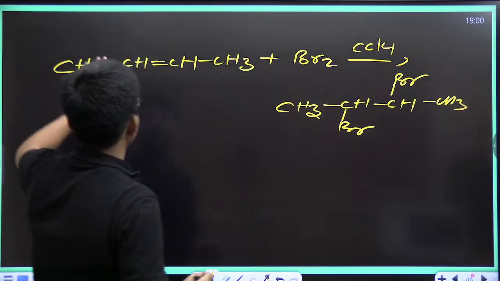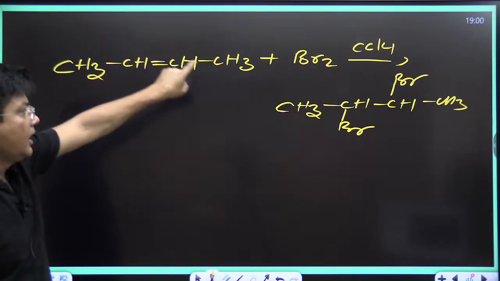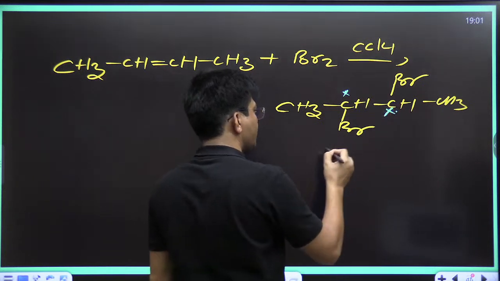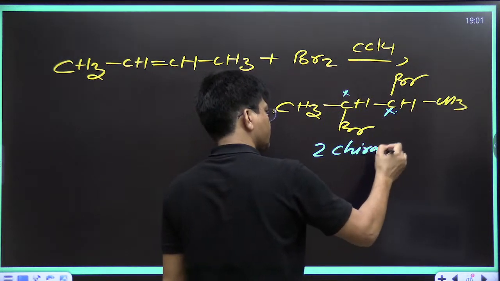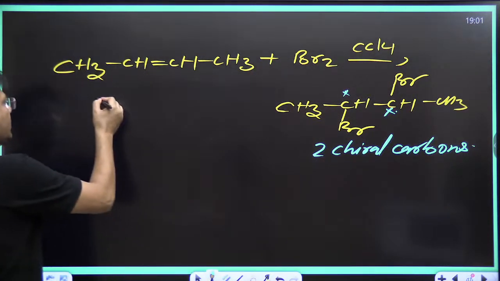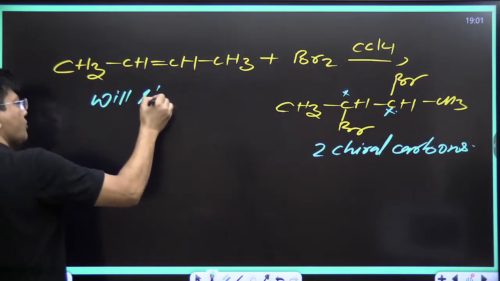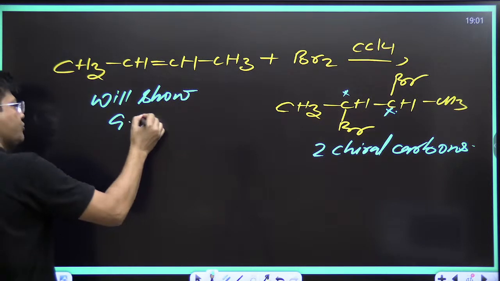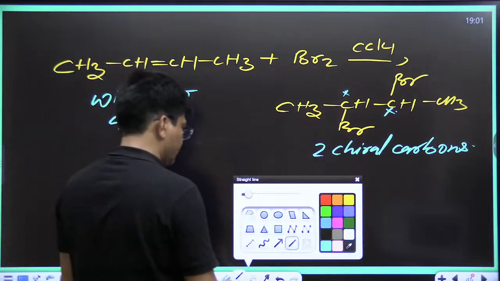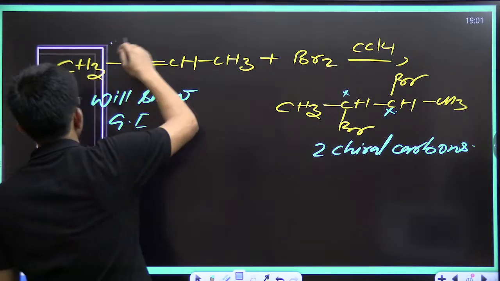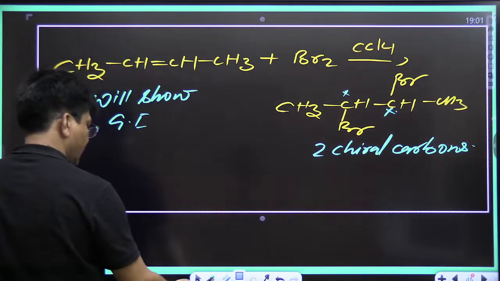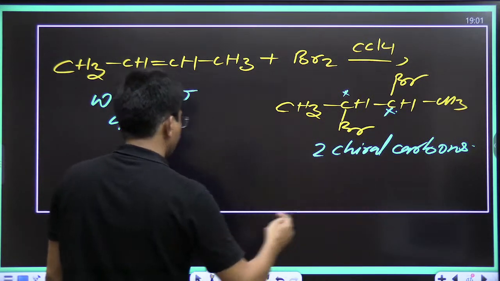Now you remember that this is an active double bond and these are two chiral carbons. Here we got two chiral carbons. This compound has two chiral carbons, my dear friends, and this will show geometrical isomerism. So the examiner will definitely ask you the stereochemistry of this reaction. The examiner's main concern will be to ask the stereochemistry of this reaction. Now let's see how the stereochemistry of this reaction will proceed.